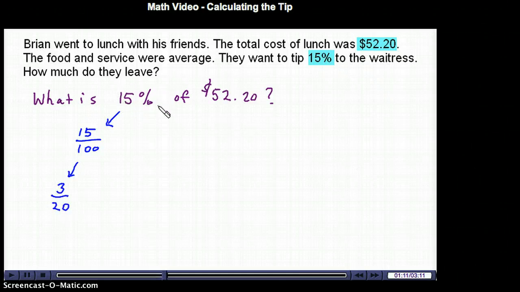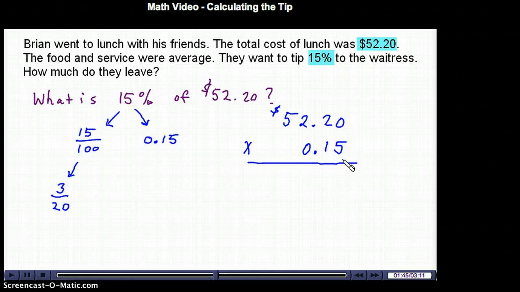We can also express 15% as a decimal, and that would simply be 0.15. To find 15% of $52.20, all we have to do is multiply either the fraction form or the decimal form of this percent by $52.20. So I'm going to choose the decimal form. So we have $52.20 times 0.15.